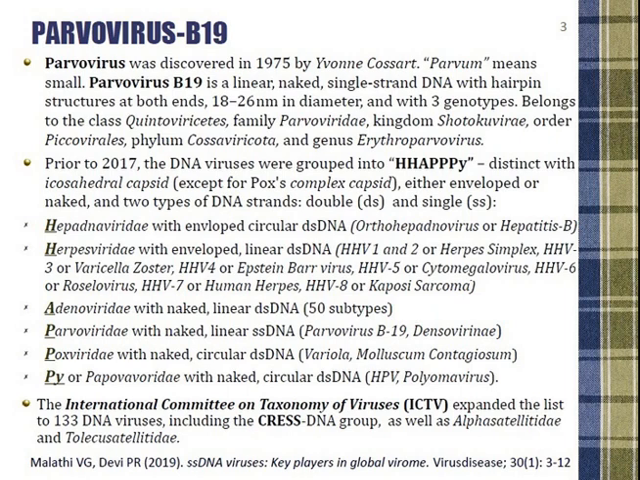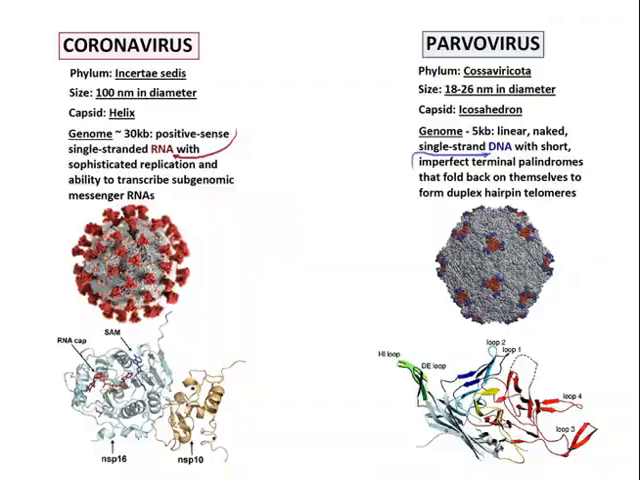Parvovirus B19 was discovered in 1975 by Cossart, an Australian virologist, while she was working in London. Don't confuse the suffix 19 of parvovirus with the coronavirus in COVID-19.